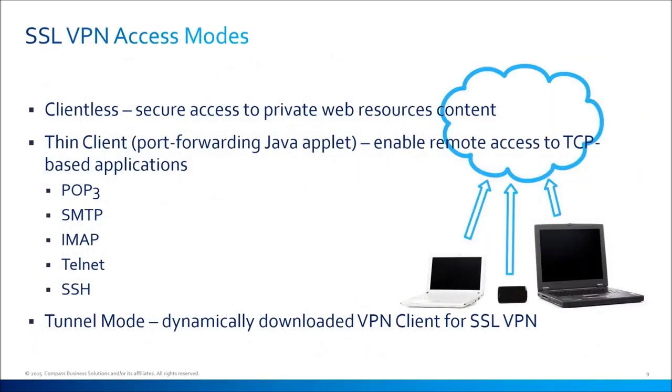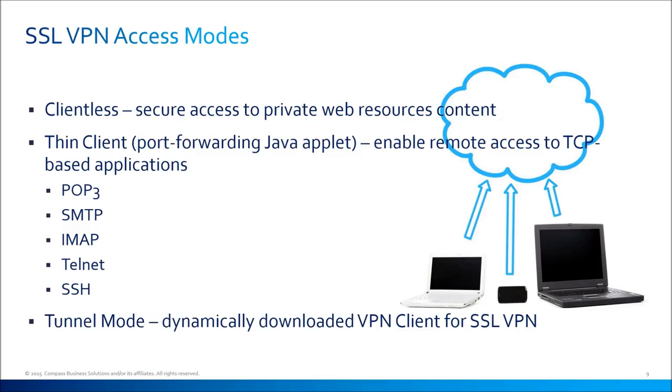With the different types of VPNs, we also have different types of SSL VPNs. We have three different modes: clientless, thin client, and tunnel mode. Clientless is a mode that provides secure access to private web resources and web content. It's most useful for accessing content you would expect to access in a web browser, such as internet-accessible databases and online tools that employ a web interface.